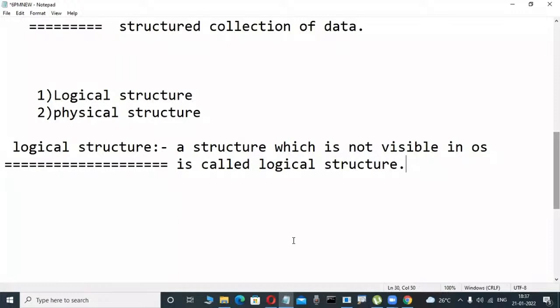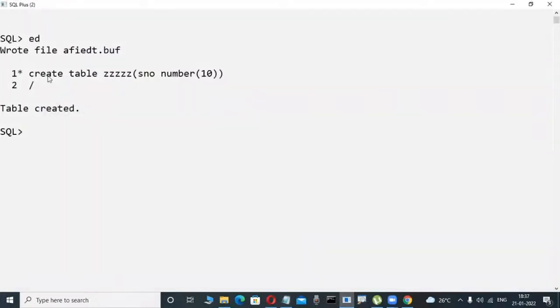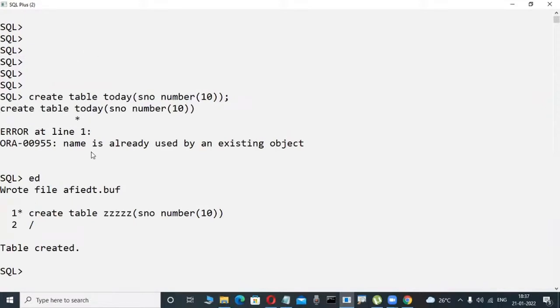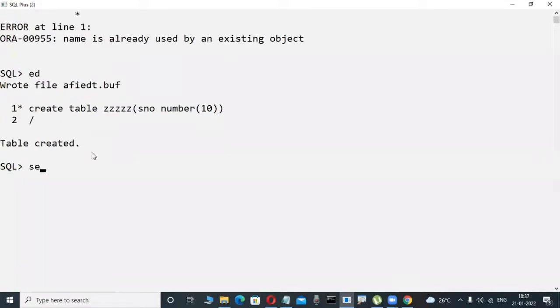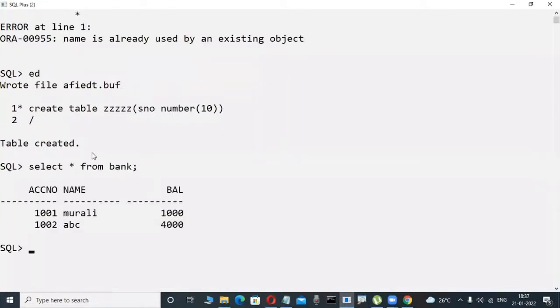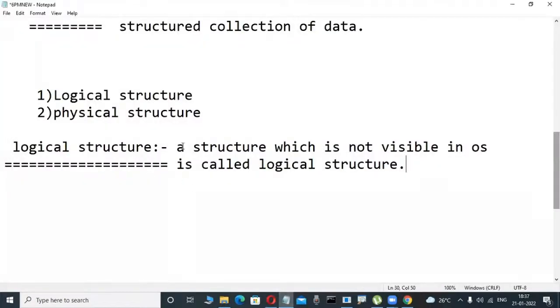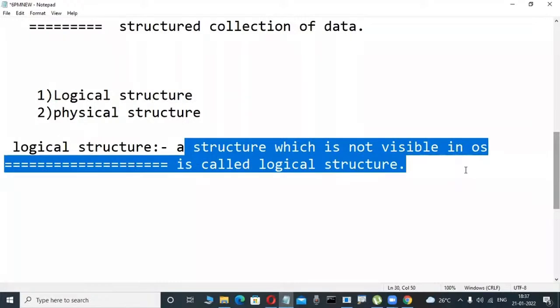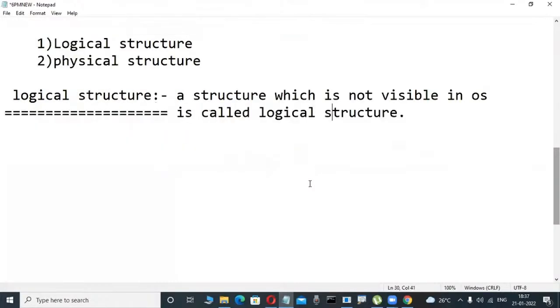That's why you are creating a table also, that we are unable to view in the C drive, D drive like that only. But where it is visible, yes, in a database. This is a database only, don't worry. In this database only, it is visible. Okay, so now those tables are visible where? In a database. That is not visible where? In your C drive, D drive like that only. That's why a structure which is not visible in the operating system is called logical structure.